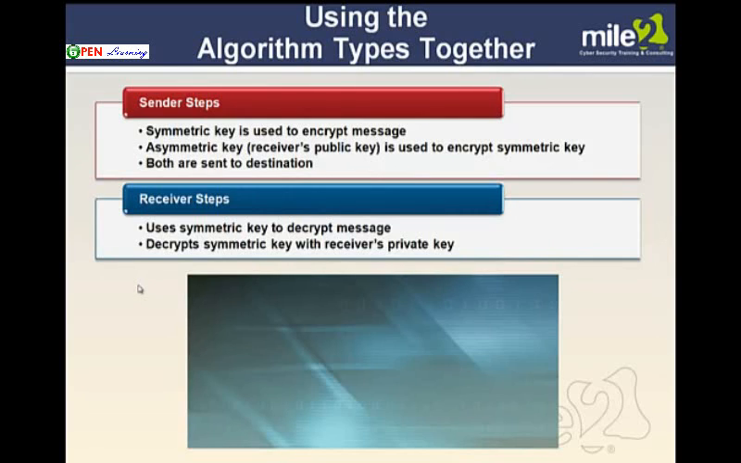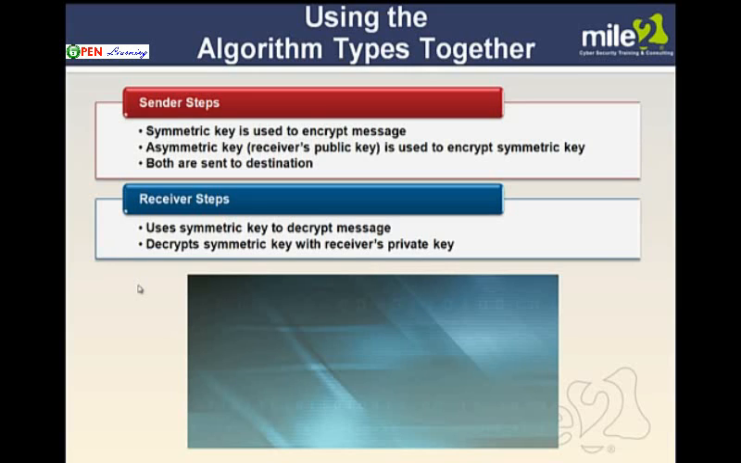Now, when you use the algorithms together, you've got a pretty good product with this. The sender could use their symmetric key to actually encrypt the message. And then they could use their asymmetric key, which is who you're going to send it to. The receiver's public key could encrypt that symmetric key so you can get it safely to the destination. And both are sent to the destination. Then when the receiver gets this, they could actually use their symmetric key to decrypt the message, and they would have this once they actually decrypted the symmetric key with their own private key.